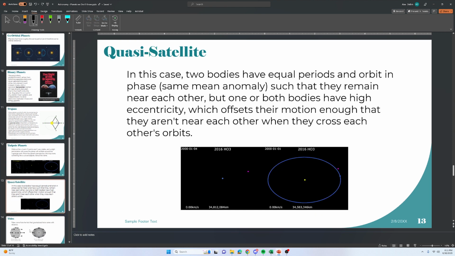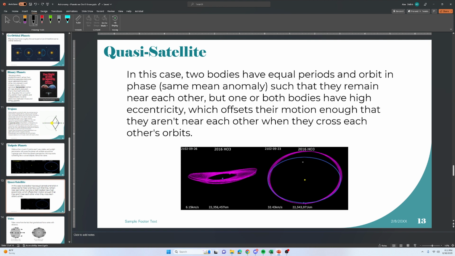The quasi-satellite is something like this. They are both orbiting the sun about the same distance away. However, because they are constantly pushing on each other, from the blue planet's perspective, the pink one is kind of orbiting around it, getting closer and further away.